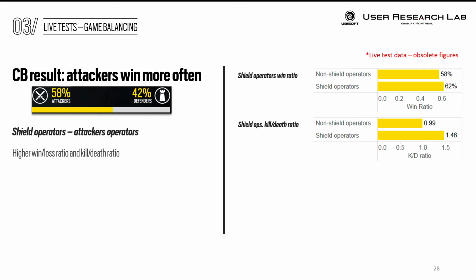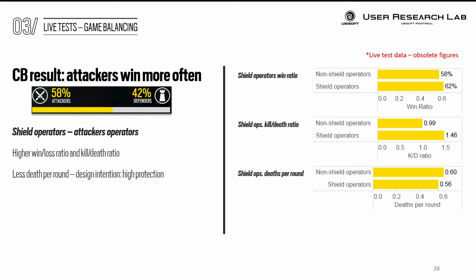Again, that's something crucial to know. You want to know, obviously, if your operators are unbalanced, but that's still not actionable for the dev team, for the production. So we had to dig a little bit deeper, and we split the kill-death ratio by what it is made of: kills per round and deaths per round. The first thing, deaths per round. You can see that shield operators tended to die less often than non-shield operators.